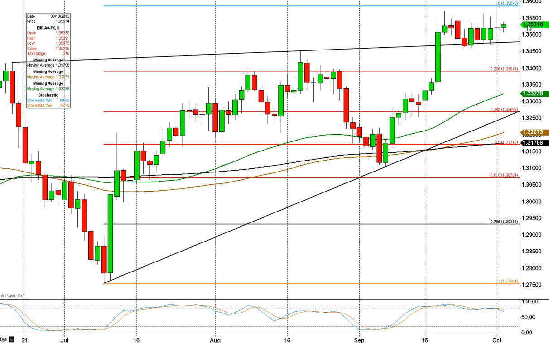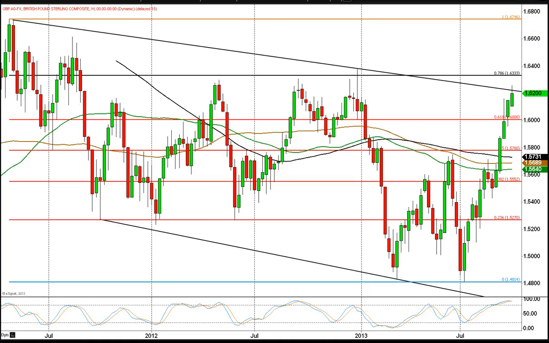A break above 136.00, however, would be quite positive, and then we could be pushing on towards the 137.00, 137.10 highs of this year, in fact.